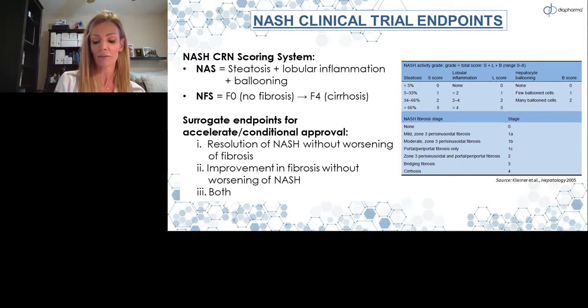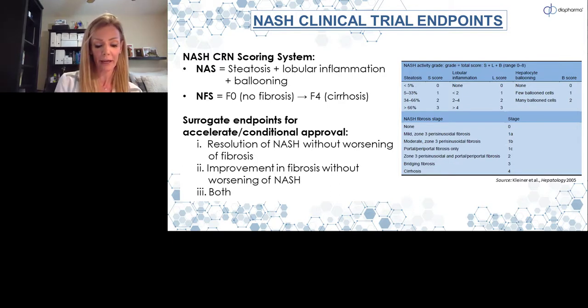The histological response can be evaluated by a semi-quantitative scoring system that has been validated by the NASH Clinical Research Network, or NASH-CRN. It can be divided into two categories, the NAFLD activity score and the NASH fibrosis stage. Both of these are determined by a histopathologist's examination of a liver biopsy sample.